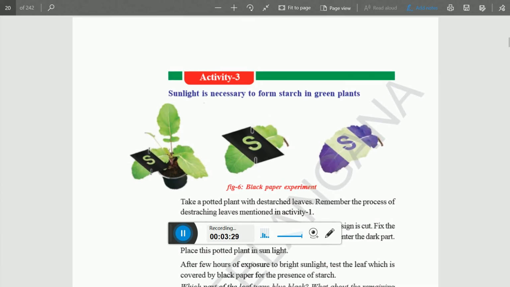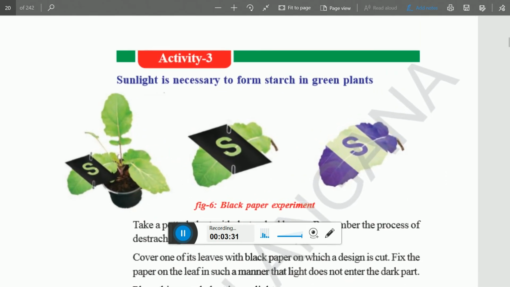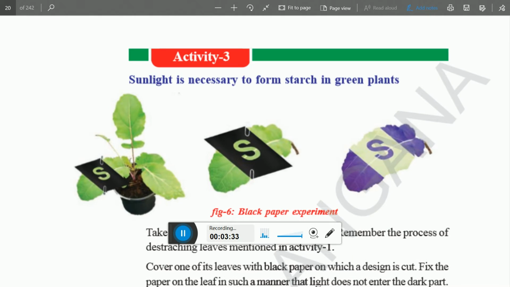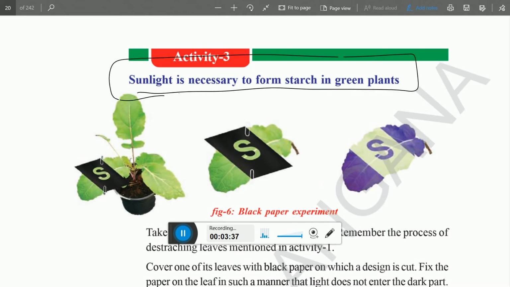Today we will come to explain that sunlight is necessary to form starch in green plants. That means whether sunlight is responsible for photosynthesis, or whether the green plants need sunlight or not, we will discuss. For that, what are the requirements here?